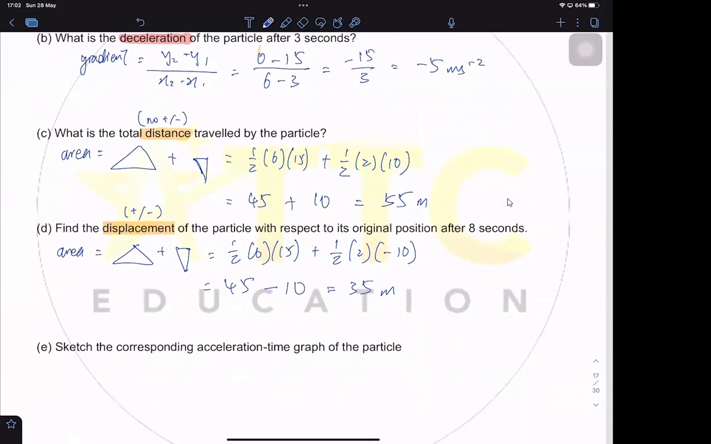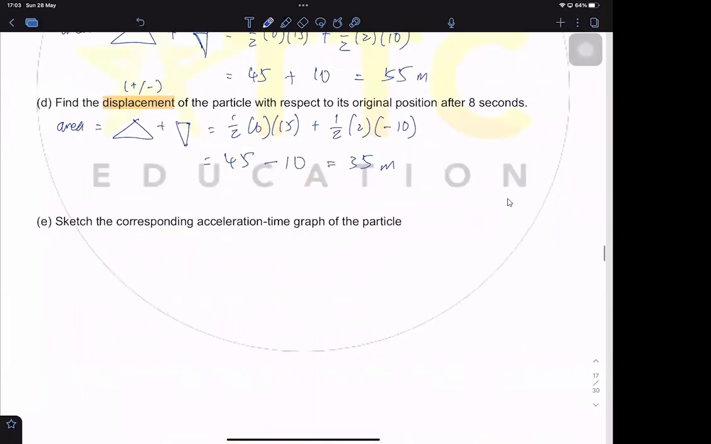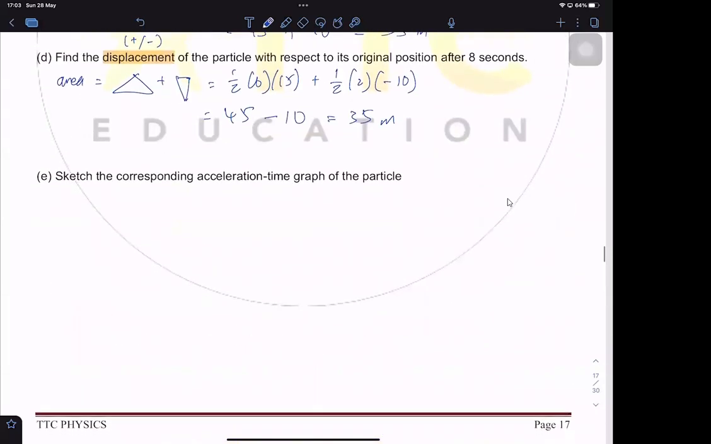Okay, now sketch the corresponding acceleration-time graph of the particle. So now we have to make our own graph. Basically, we have to convert the graph from a velocity graph to an acceleration graph. Now you start by drawing the frame first. Always make sure you leave room for negative, because you never know whether the graph will go negative or not.